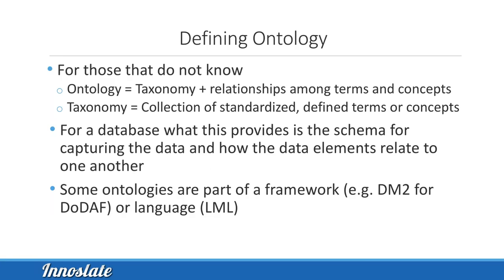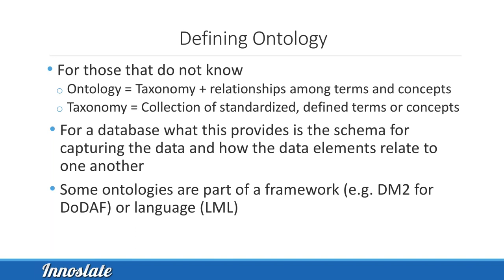So what do we mean by ontology? Again, most of you know this, but this is the basic definition. An ontology is a taxonomy, which I'll define again in a second, and the relationships among the terms and concepts. And of course, that means the taxonomy is a collection of standardized terms or concepts. And you know, for a database, this is really basically your schema. It's the bins of information you're going to store things in and how they relate to one another. So it's all the data elements and their relationships and how they work together to help form a picture of a description of your system or your architecture or whatever it is you're trying to model.